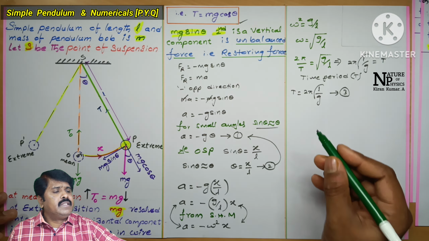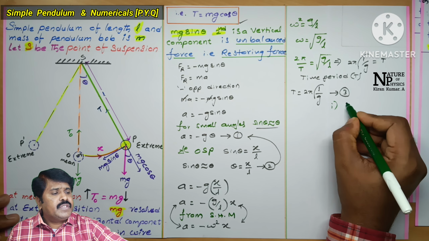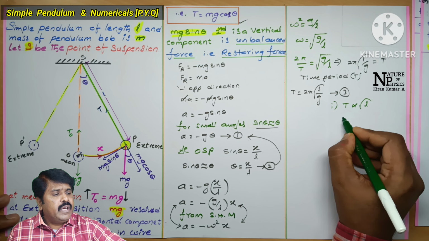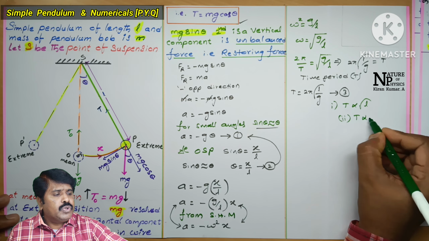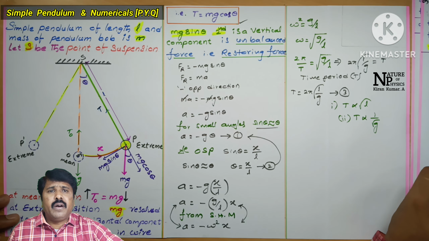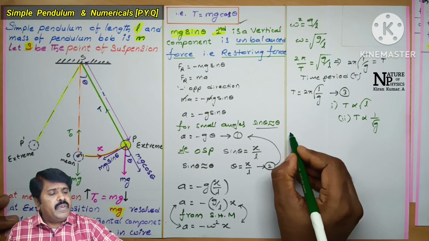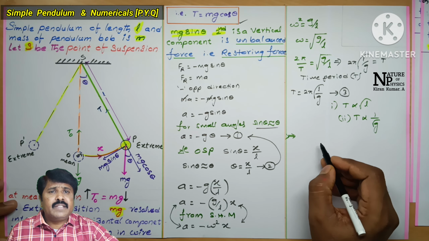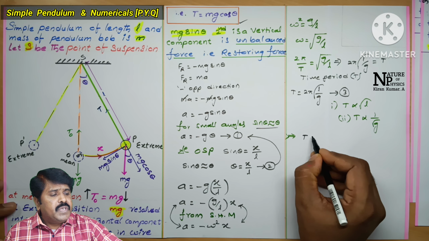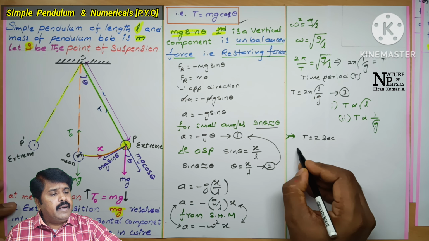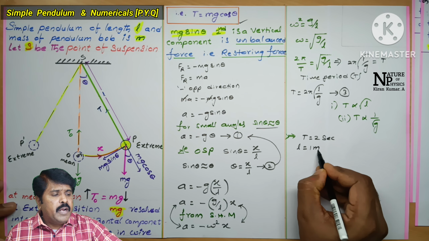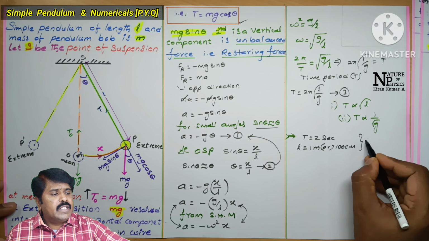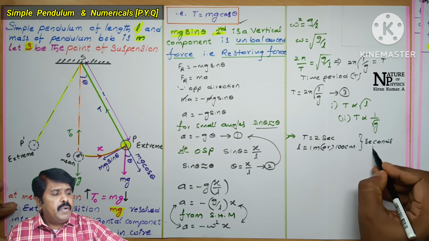From this there are relations: first, the time period is directly proportional to the root of the length of the pendulum, and second, T is inversely proportional to the root of g. So we got the two relations. Next is the seconds pendulum. The pendulum whose time period is equal to 2 seconds is called a seconds pendulum. So T is equal to 2 seconds, and the length of the pendulum L is taken as 1 meter, or 100 centimeters, for the seconds pendulum.